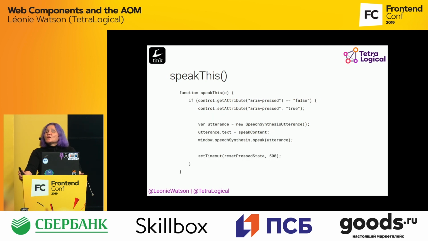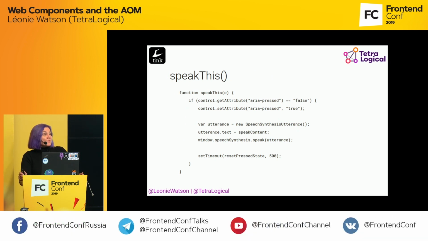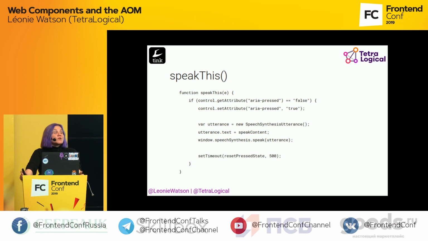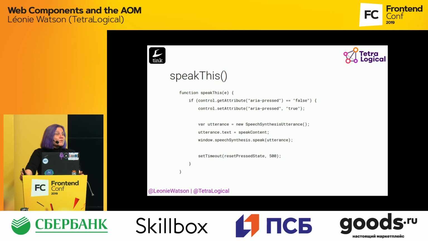To do that, we create a speech synthesis utterance. This is the speech object using the web speech API, and we tell it what we want it to speak. We basically tell it to speak the content of the div that's in our HTML. We're also going to keep that toggle behavior in our button so that when someone presses and this custom element begins to speak, the pressed state of the button will be set.